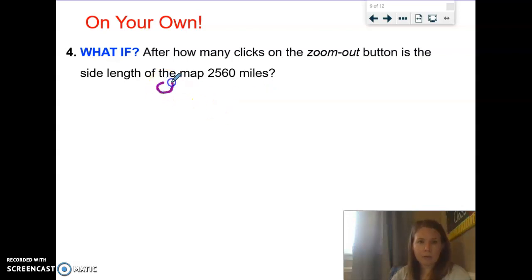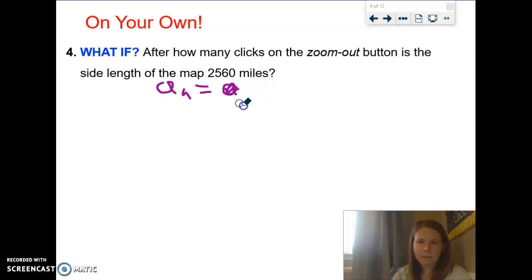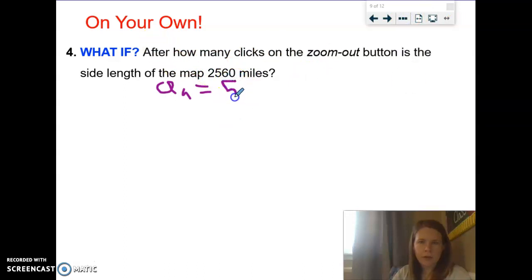We're going to use that same formula you had, which is a to the n equals a1. We already know what A1 is, so I'm going to erase that. We decided A1 is 5, so we're just going to plug that in now. 5, and then my ratio was 2, and we don't know what n is.